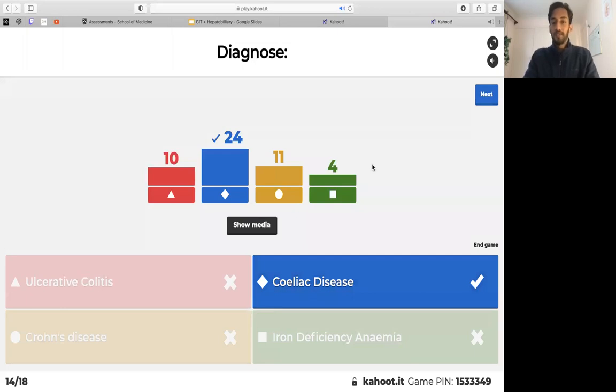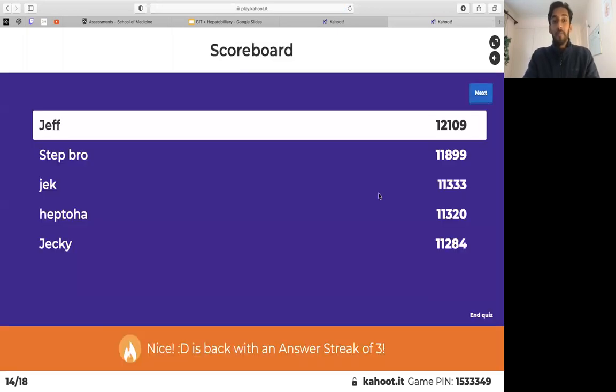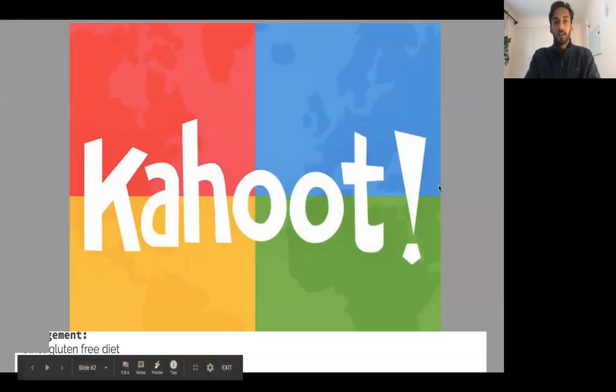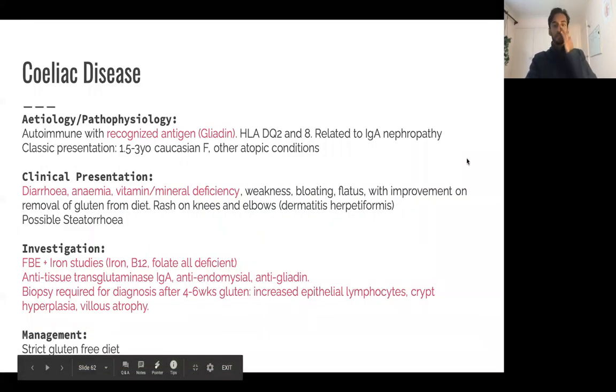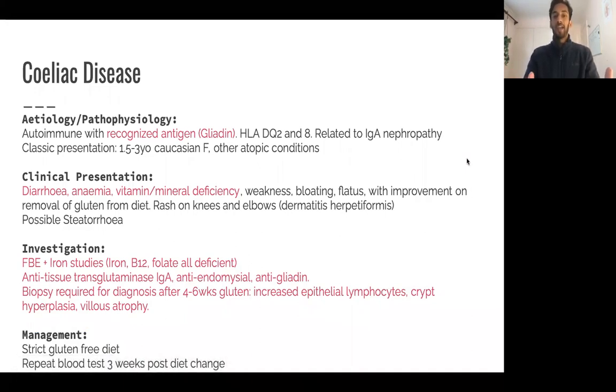Celiac disease. This is a bit of a weirder presentation. It was obviously meant to confuse you a little bit more, but let's take a look. So celiac disease. As you all know, long story short, celiac disease is kind of literally like a gluten allergy, except some of the symptoms are a bit more severe and a bit more GIT focused.